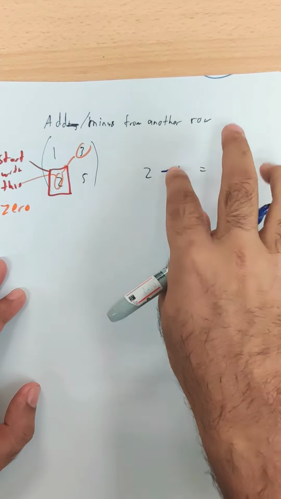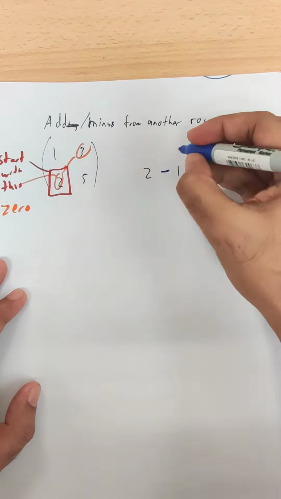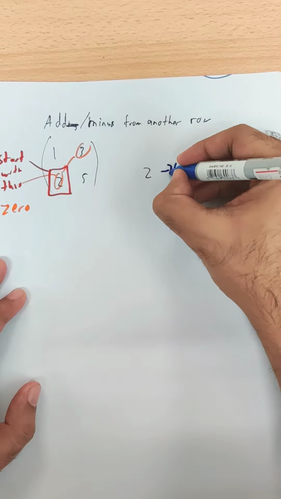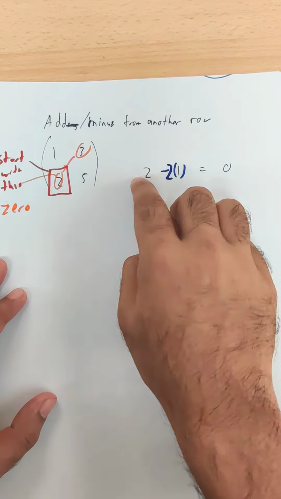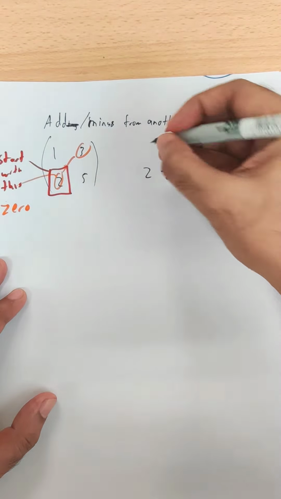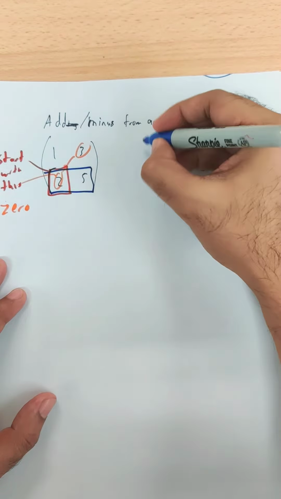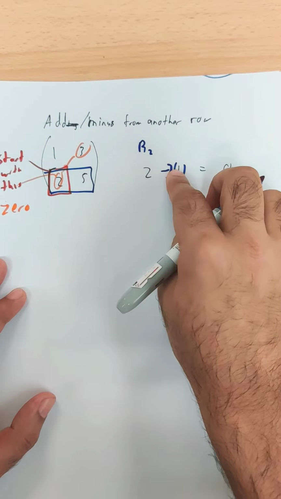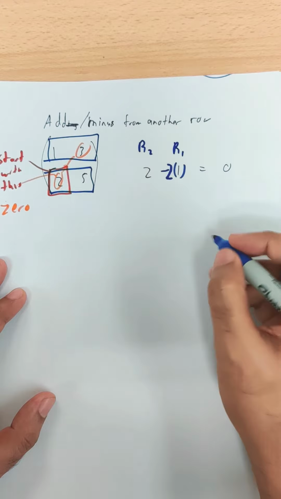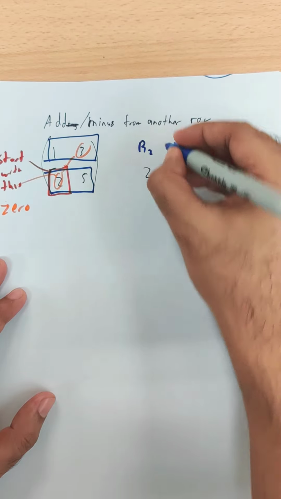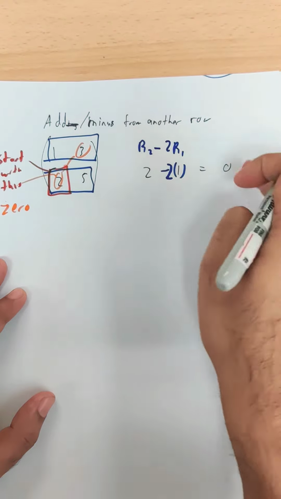That doesn't give 0 yet, so I need to multiply this with something. 1 multiplied by what? Let's say I multiply by 2. So 2 minus 2 times 1 equals 0. Can you see that? So 2 minus 2 times 1 equals 0. What we are doing is, this one we got from row 2, and this one we got from row 1. So we do row 2 minus 2 times row 1. That's how I get 0.